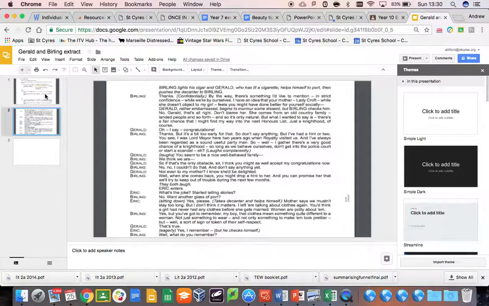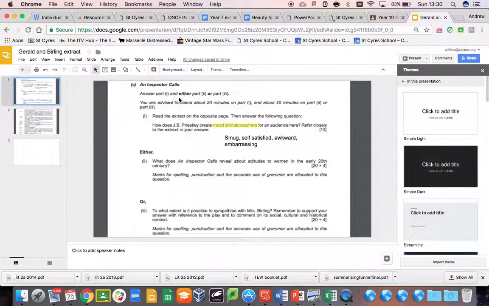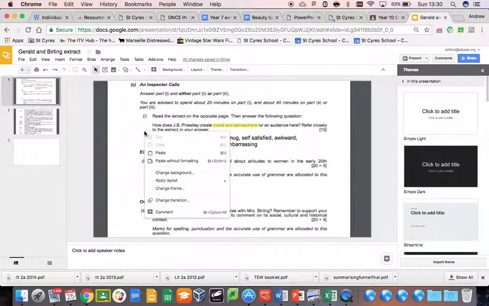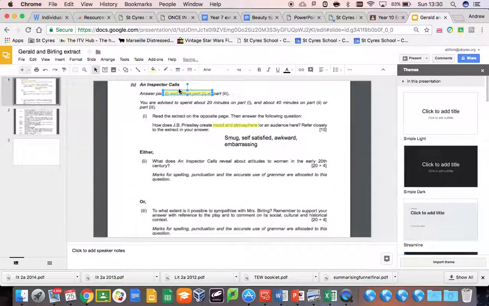Okay, so we had a look at how the question works, how the exam paper's laid out, and we talked about exploding the question: how does JB create mood and atmosphere? We're talking about the mood or atmosphere that is created. The other bit that we need to look at is this part, the "how".